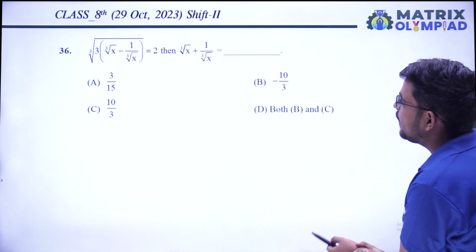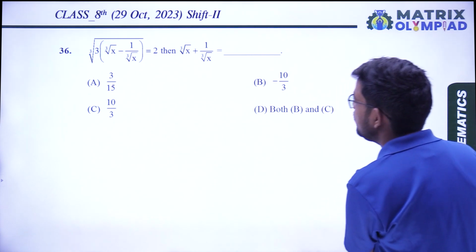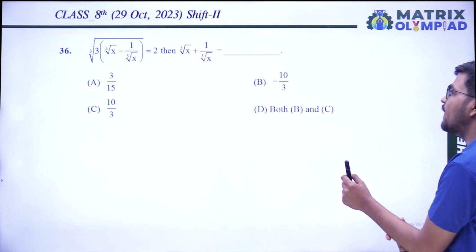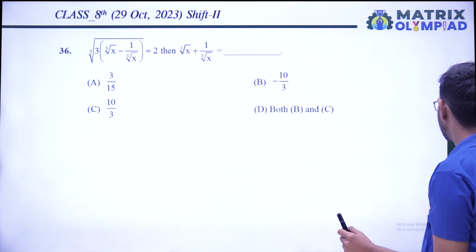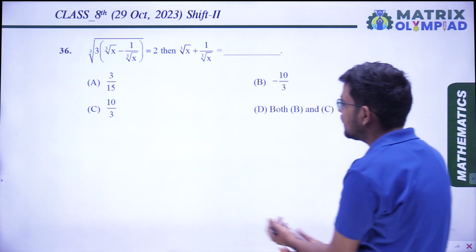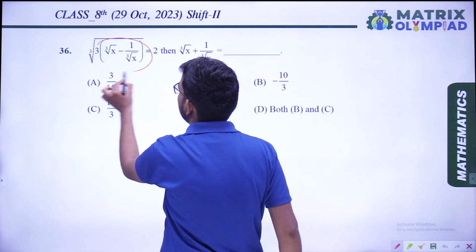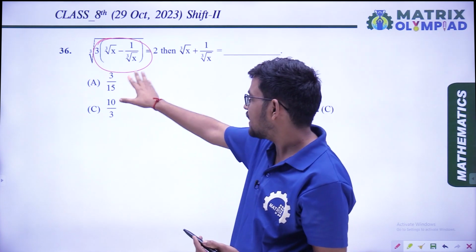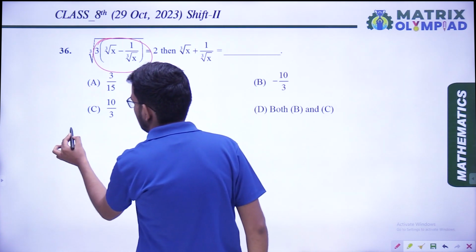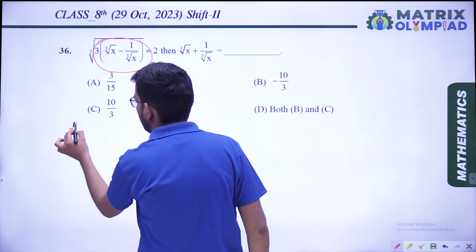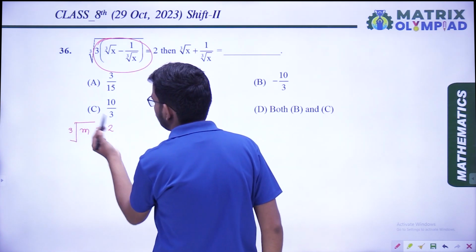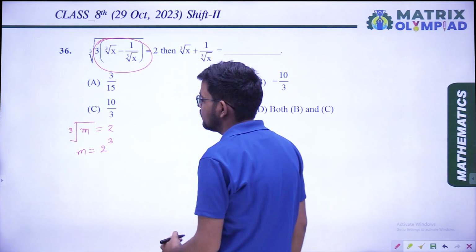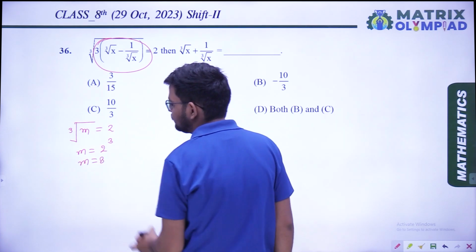Next question: cube root of 3 into cube root of x minus 1 upon cube root of x equals 2. Then find cube root of x plus 1 upon cube root of x. So let's see how to do this. First of all, assume the right side is some m. So what is m? M will be 2 cube, that is m equals 8.